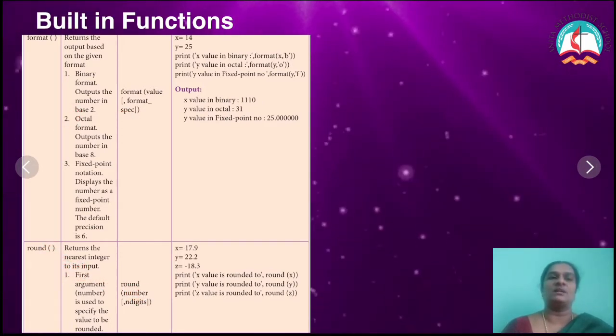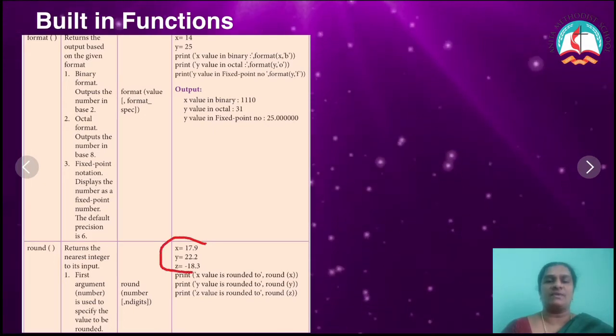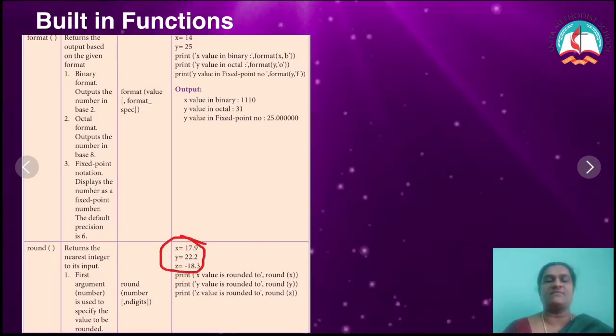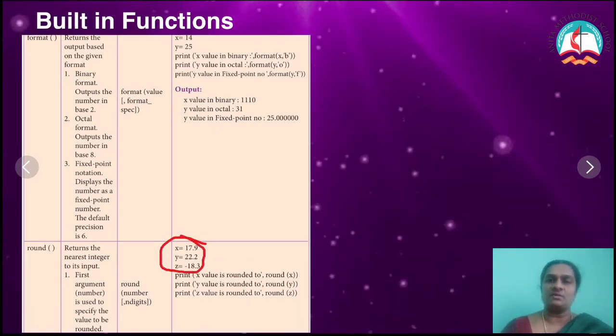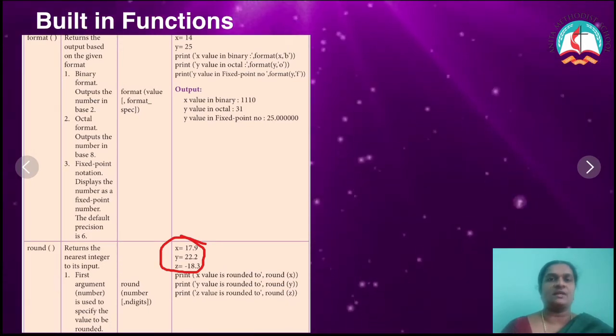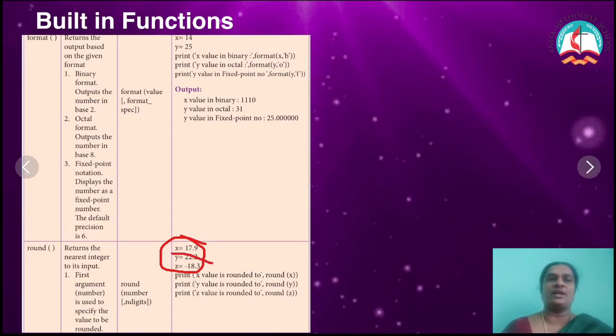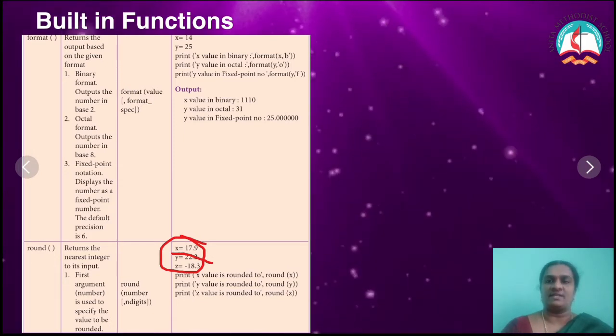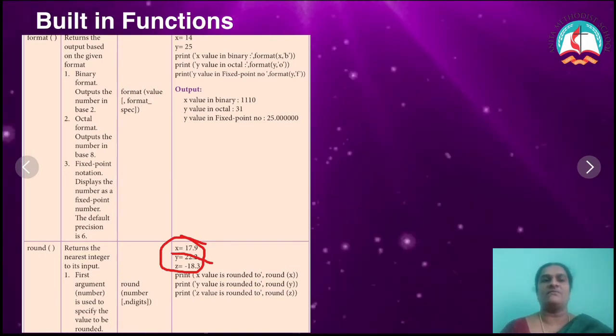You already know what round is. It rounds off and gives the value. For example, if it is 17.9, it rounds off the value and gives you the correct value. For example, 17.9 will be displayed as 17. So that is the round off value.